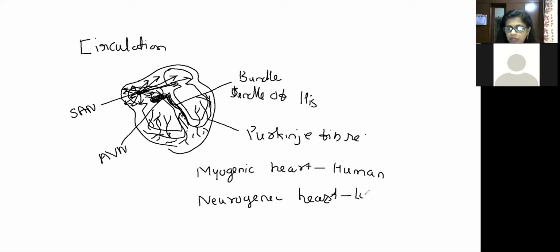Normally, lower invertebrates show this. Therefore it is a kind of neurogenic heart found there.